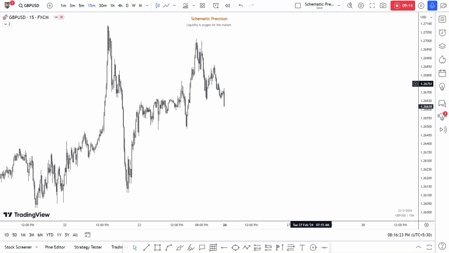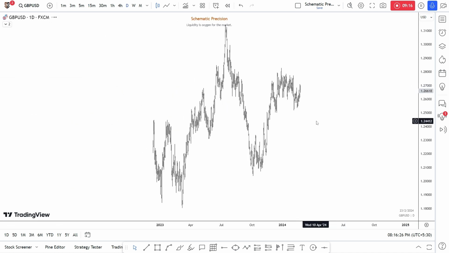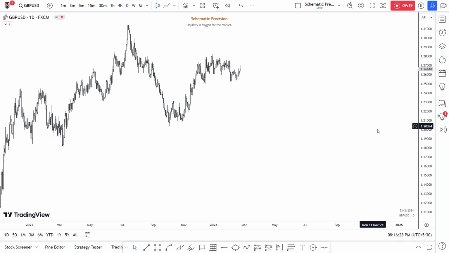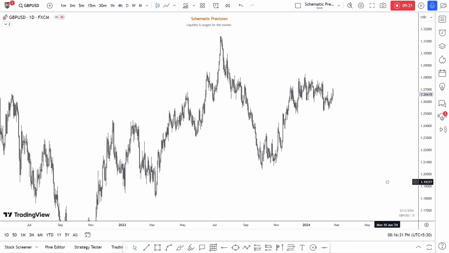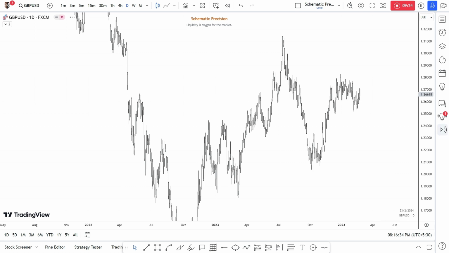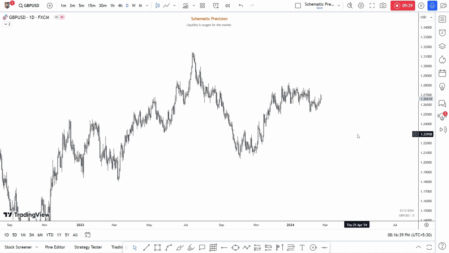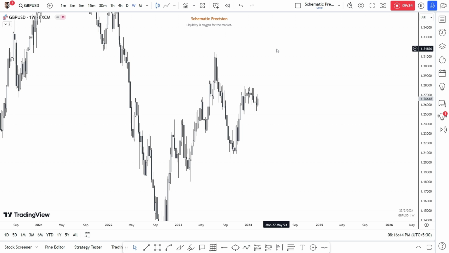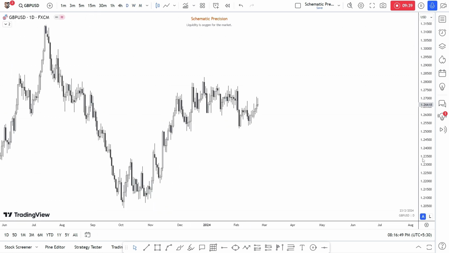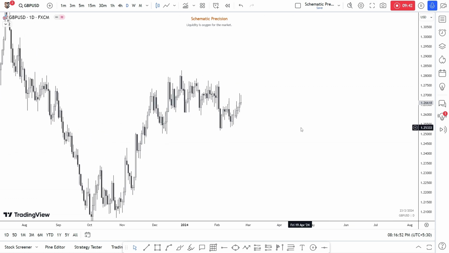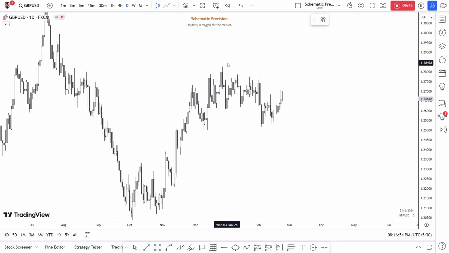Let's jump on to another pair, which is GBPUSD. And on GBPUSD daily time frame, we are extremely bullish. As you can see, we are extremely bullish here. So here, after this high was formed, this was the change of structure.